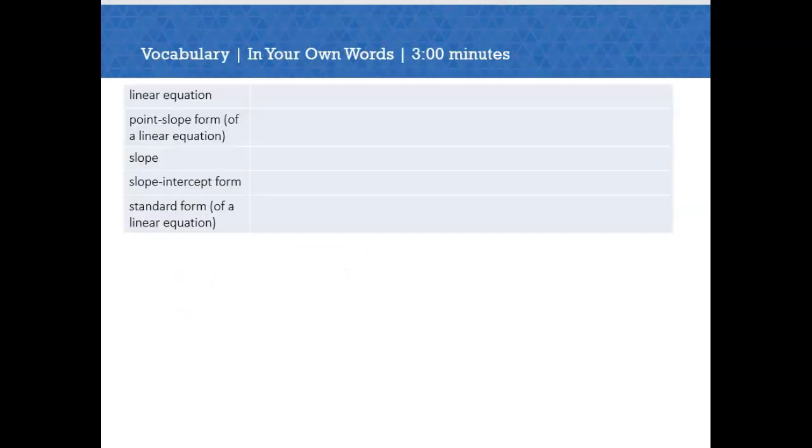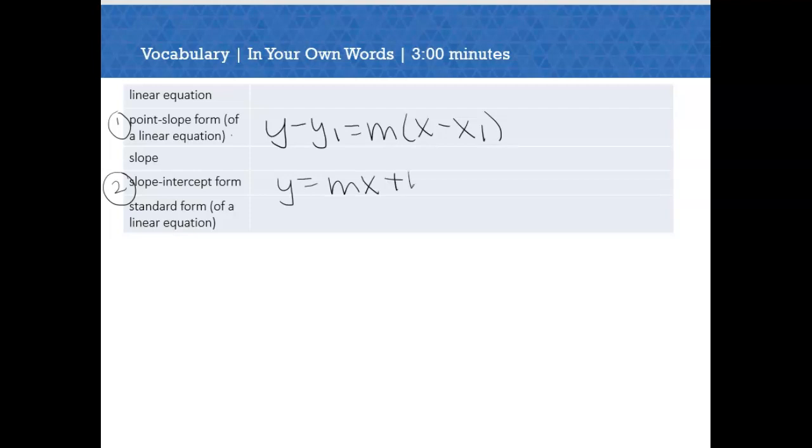So some vocab from this unit: a linear equation is an equation that when graphed forms a line. We have three forms of the equation. We have point slope form, which is y minus y1 equals m times x minus x1. So that's one form. A second form is slope intercept, which is y equals mx plus b. And a third form is standard form, ax plus by equals c.